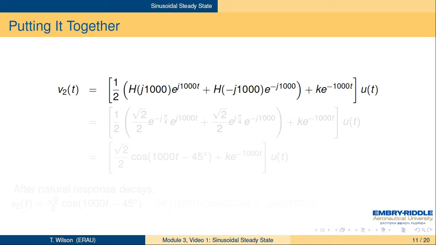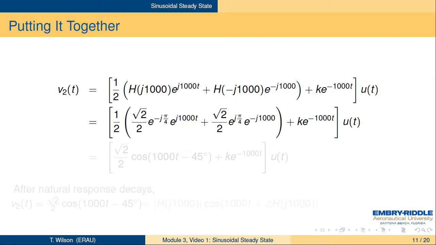I'm sorry, I didn't catch that one. So H of j1000 is root 2 over 2 e to the minus j pi over 4. H of minus j1000 is the conjugate of that, root 2 over 2 e to the plus j pi over 4. And then we're going to look at the e to the j stuff.